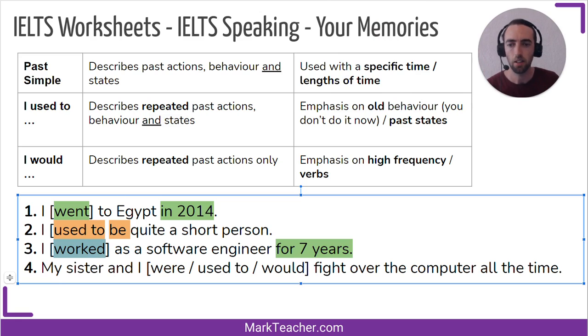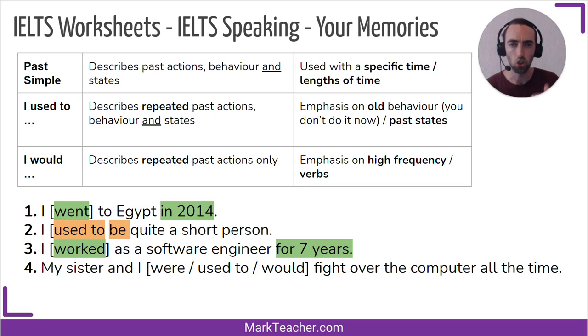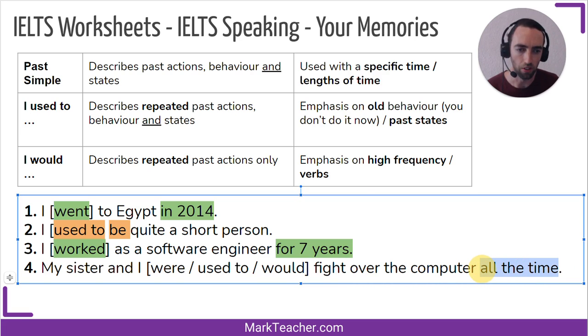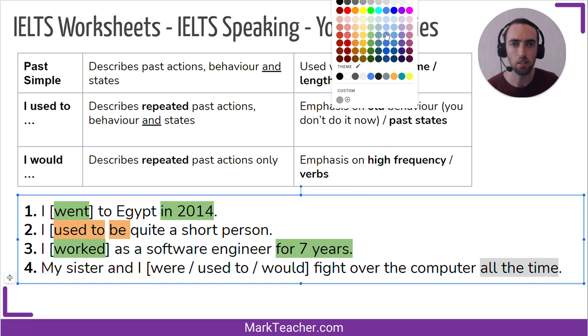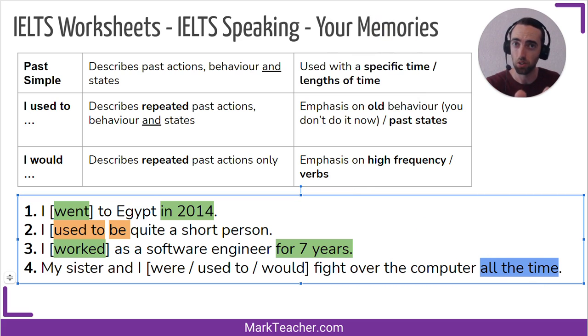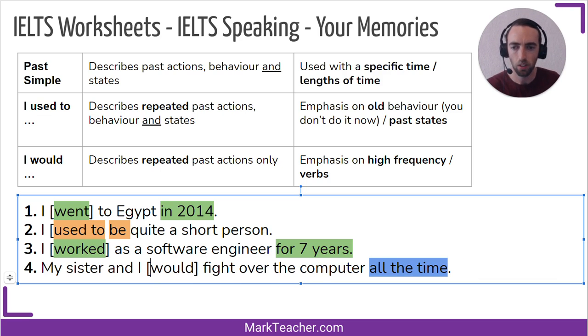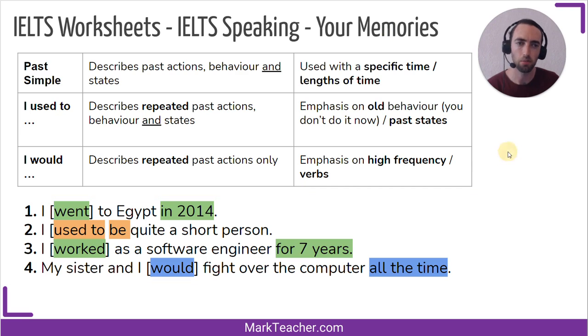Number 4. My sister and I were, used to, or would fight over the computer all the time. At the end of the sentence, we have all the time. All the time means very often. If you watched video 3 or weekend worksheet 3, we looked at this frequency phrase. And because it's high frequency and it's often, we'll use would. Would fight is also quite a specific action. So would is the preferred choice here.